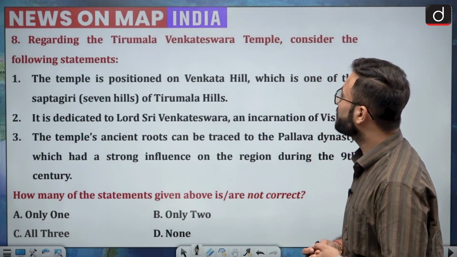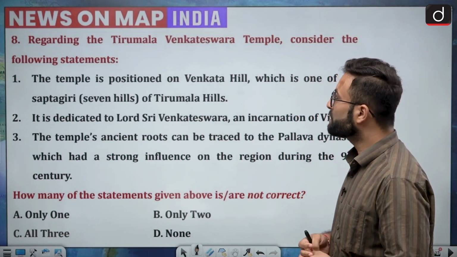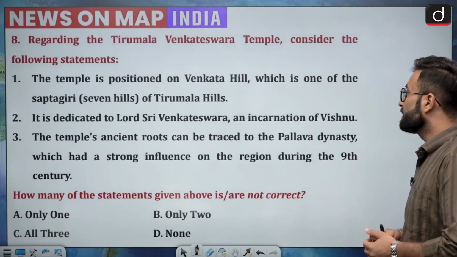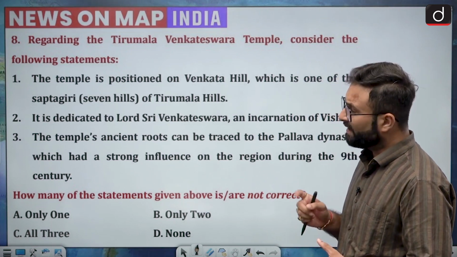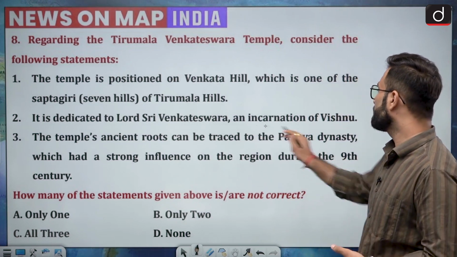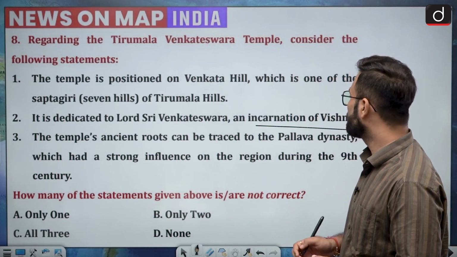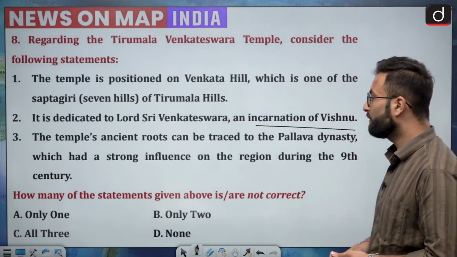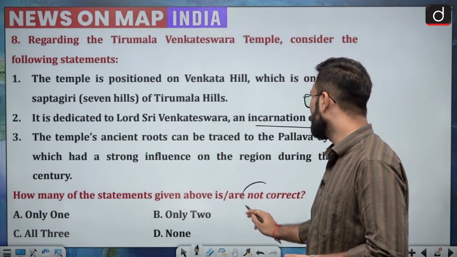Regarding the Tirumala Venkateshwara temple, consider the following statements. The temple is positioned on the Venkata Hills, which is one of the Saptagiri, seven hills of Tirumala Hills. Second is, it is dedicated to Lord Sri Venkateshwara, an incarnation of Lord Vishnu. Third is, the temple's ancient roots can be traced to the Pallava dynasty, which had a strong influence in the region during the 9th century. How many of the above statements are not correct?